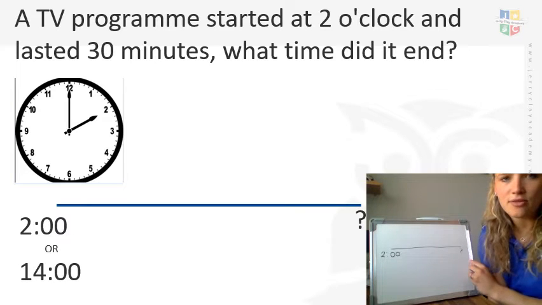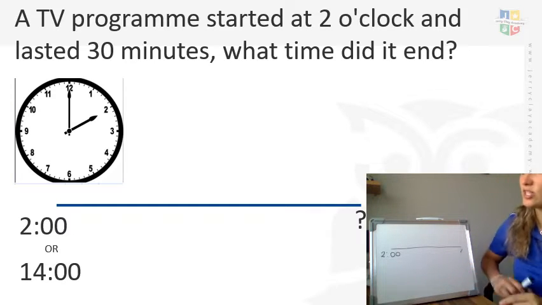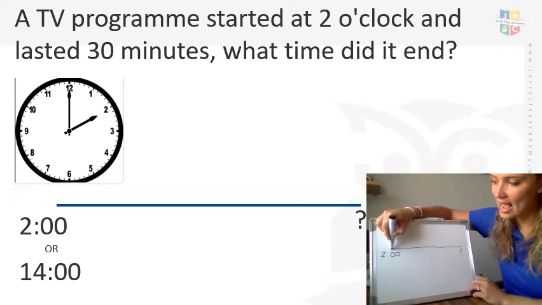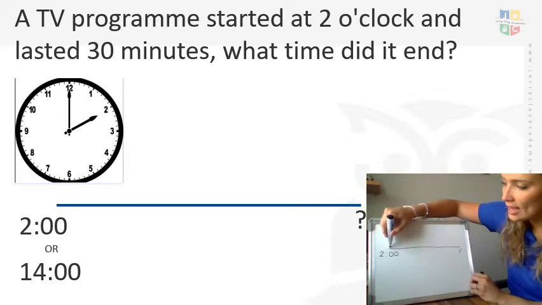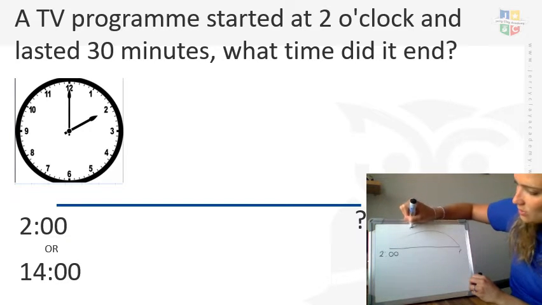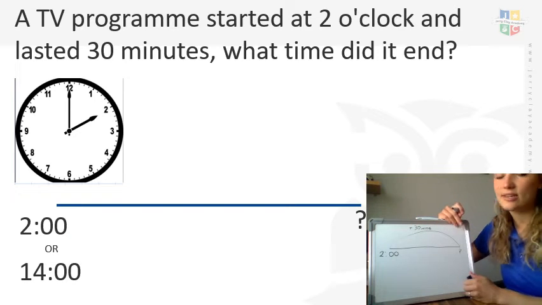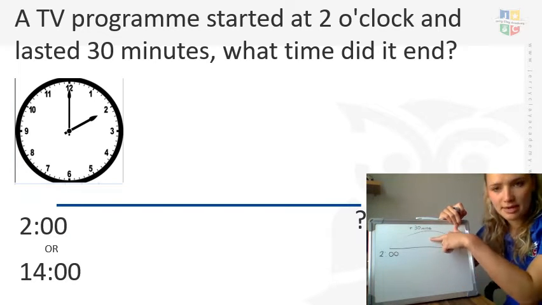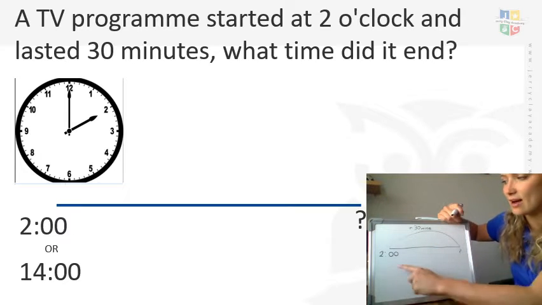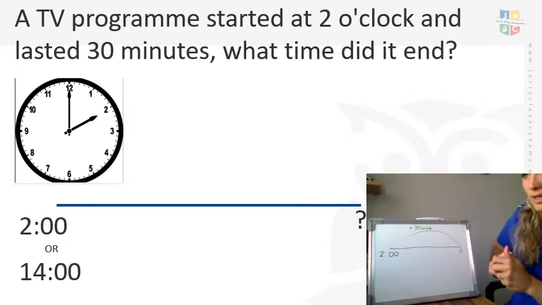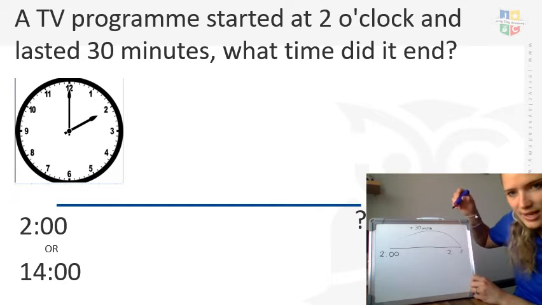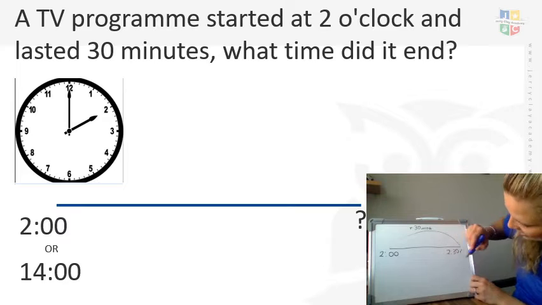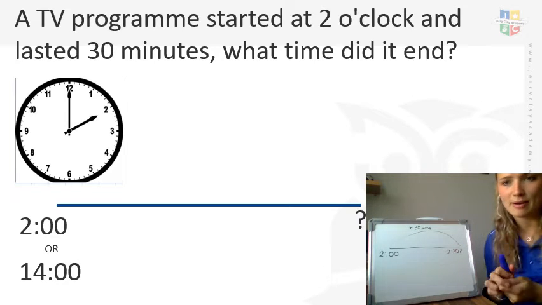Now, I know that the programme lasted 30 minutes. So from my 2 o'clock, I can add 30 minutes. I can either add it up in stages of 10, or I can just add 30 minutes straight away to my 2 o'clock. Because I know there's 60 minutes in an hour, and 30 minutes will be half of that. So adding half an hour, my hour will not change, and I will add 30 minutes. So it will finish at 2:30.